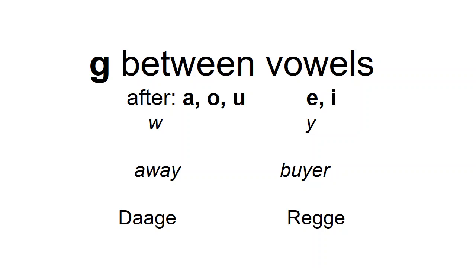Now, that G between vowels, if it follows an E or an I, it sounds a bit like y, a bit like the English word buyer, with that y in the middle. For example, reya. That R-E-G-G, in this case is two G's, but the combination GG is between vowels. Reya. And that means rain. So not regga, but reya.